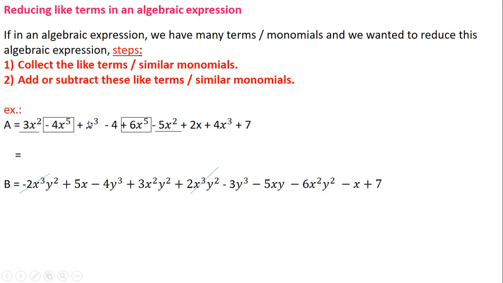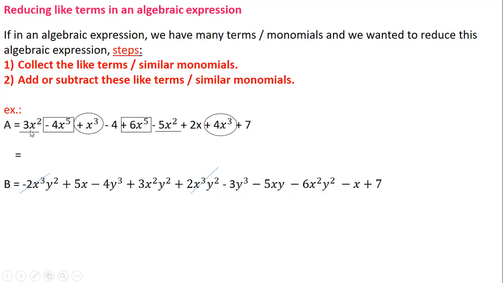Here we have x cubed and here we have x cubed. So we give them also the same marks. Now, minus 4 and the plus 7 are numbers. We leave them as they are. We subtract or add them later in the answer. 2x or plus 2x has no like term, so it stays also as it is.